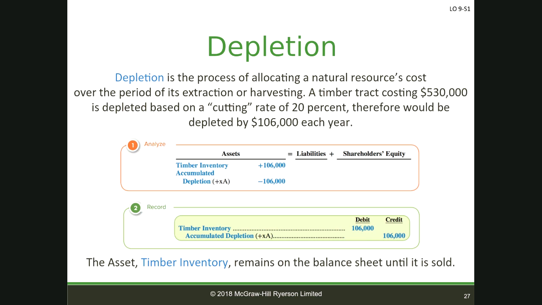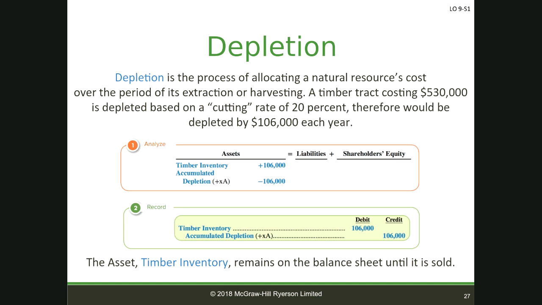But the debit does not go to depletion expense. The debit goes to timber inventory, right? When the trees are cut down, we have more trees to ship out, don't we? So we actually have timber inventory. So that's an asset, right, that will be recorded in the financial statements of the business. So our journal entry is going to be debit timber inventory, credit accumulated depletion.